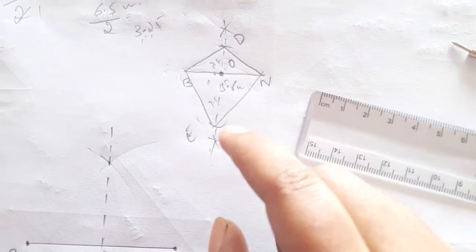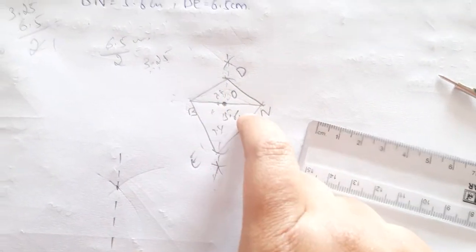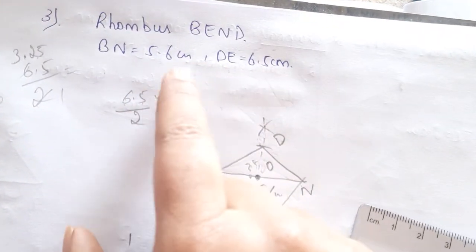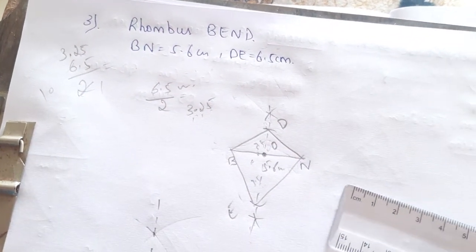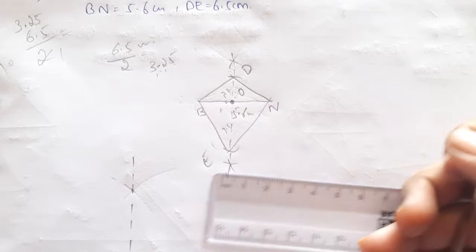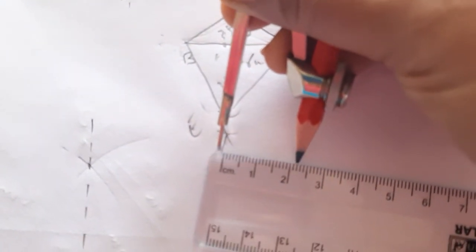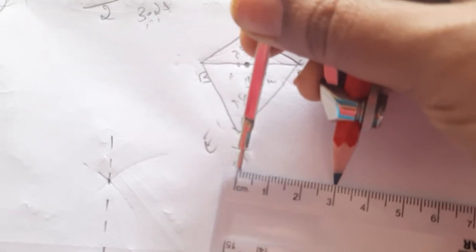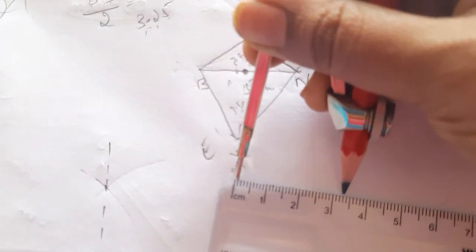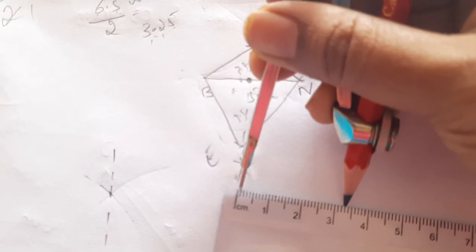Next step, what we need to do is construct one more diagonal. For that, one more diagonal divided by 2, we did for 6.5 centimeter, and hence we got 3.25 centimeter. That 3.25 centimeter you should measure in the compass with the help of a scale. How do you get 3.25 on the scale? So what we'll do is round it off to 3.3. You can round it off to 3.3 centimeter.